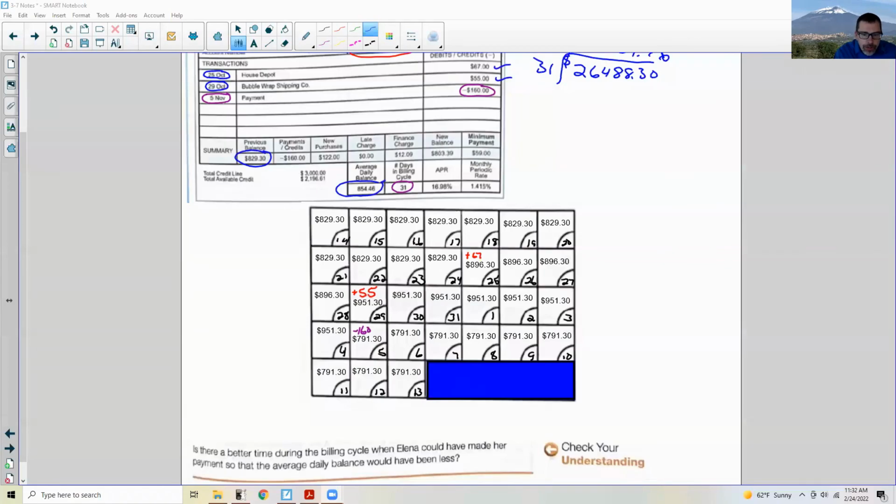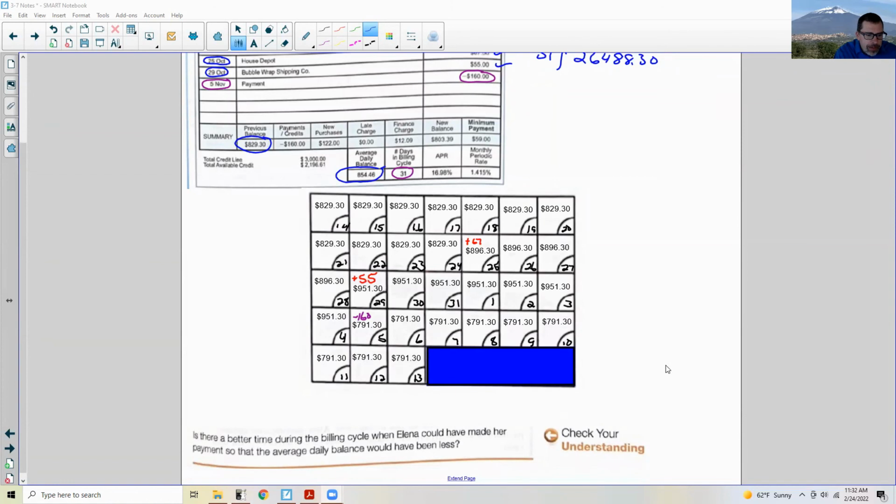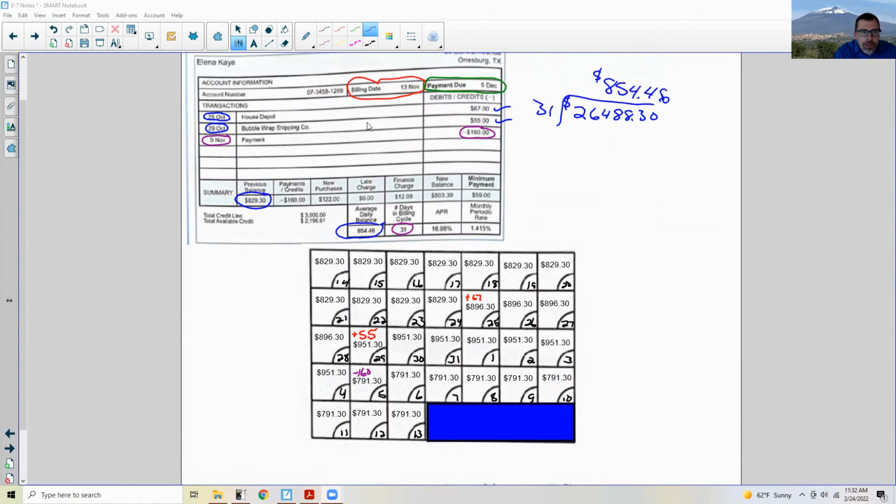Okay, so now the check your understanding says, is there a better time during the billing cycle when Elena could have made her payment so that the average daily balance would be less? And the answer to that is, of course. She received this statement, billing date November 13th. So November 14th was the first day of the billing cycle, and she didn't make her payment until way down here on the 5th. So I'm right here.